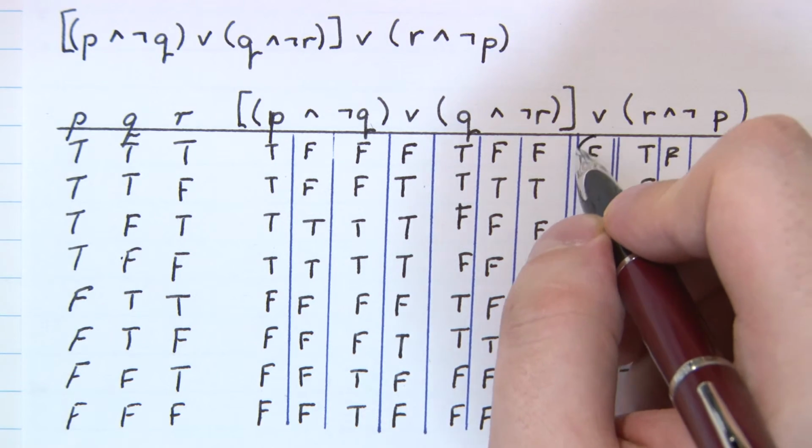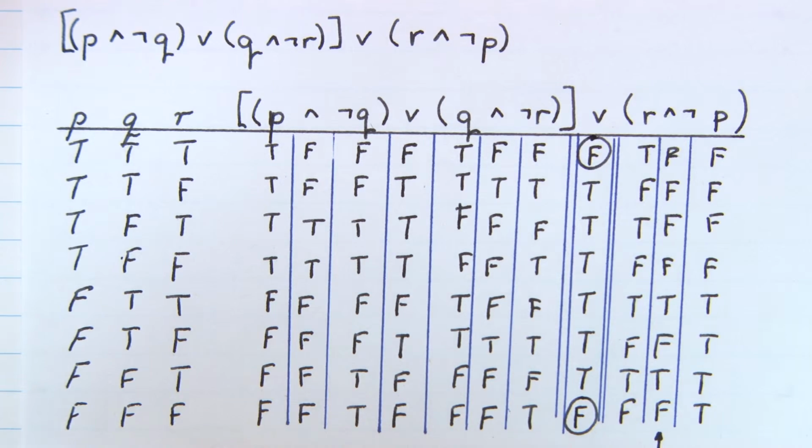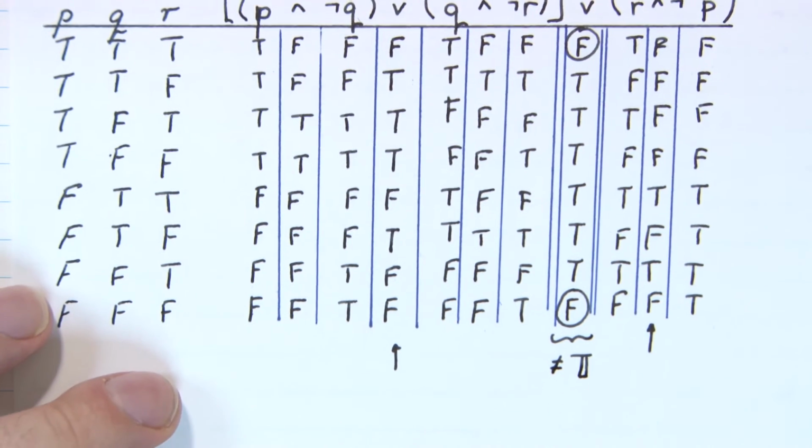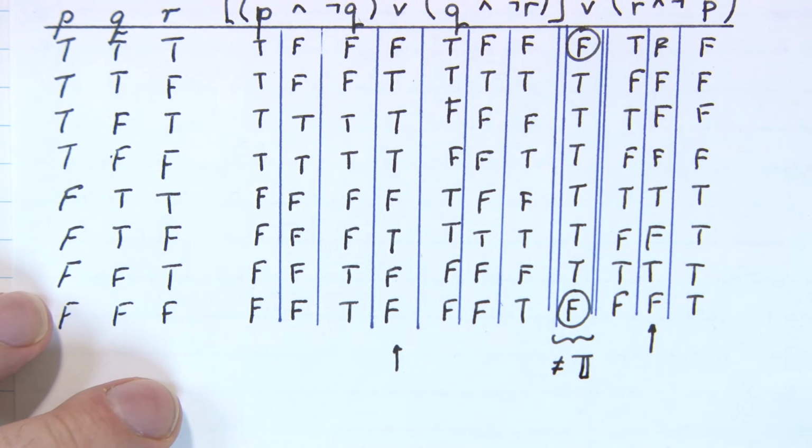So I have 2 falses in this column here. Therefore, it is not a tautology. So then we just finish this off. Therefore, it is not a tautology.